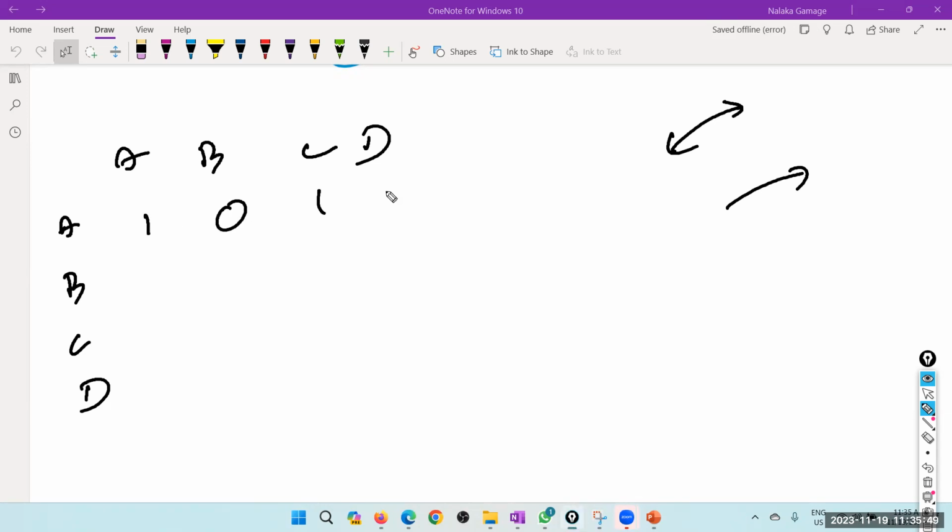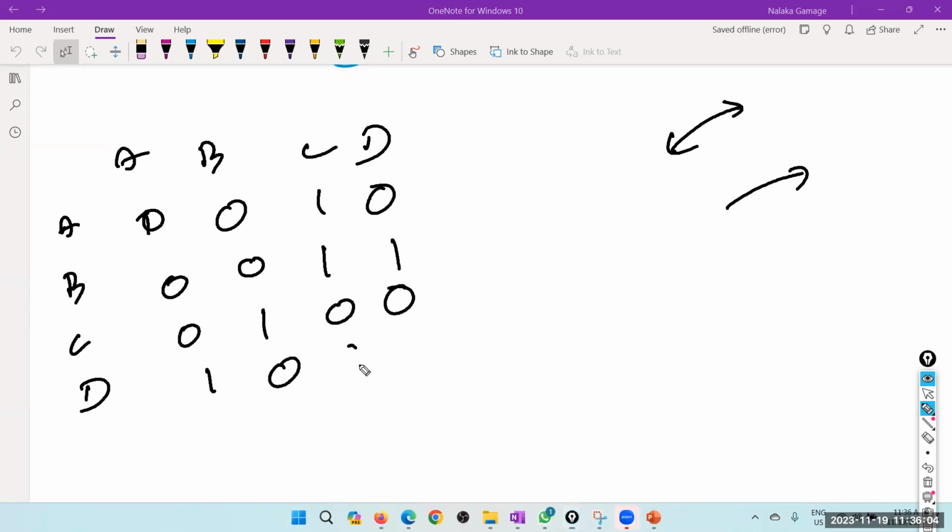1, 0, 1, 0, 0. Sorry, this is 0. 0, 1, 1, 0, 1, 0, 0, 1, 0, 0, 0. Right. Draw the directional graph for this adjacency matrix. Take 1 minute because 1 minute is enough. Assume it's a directed graph.